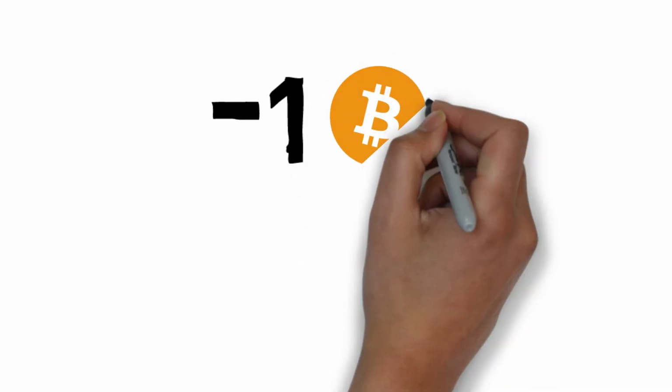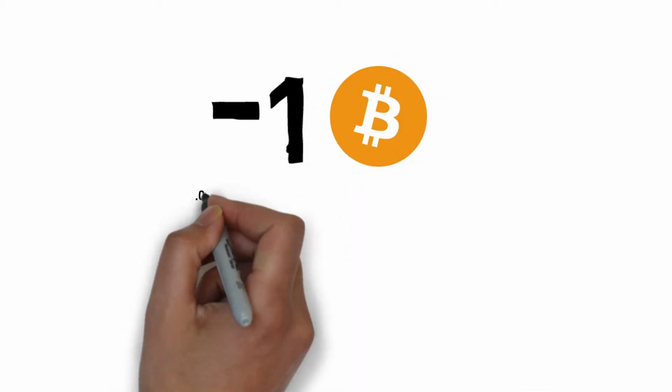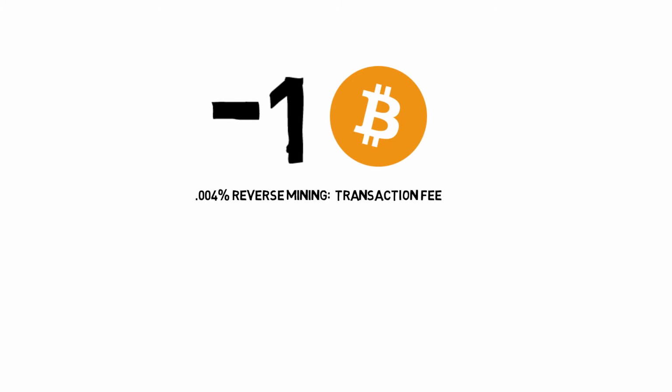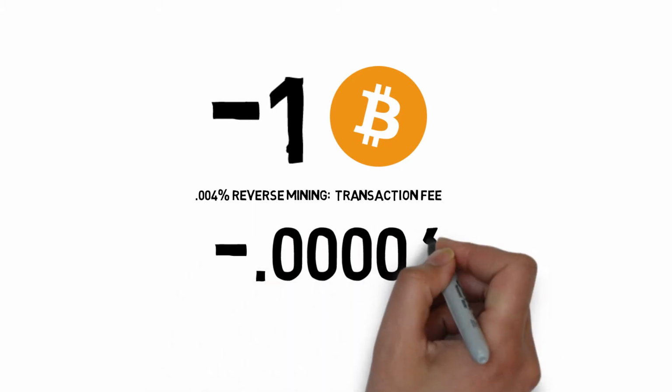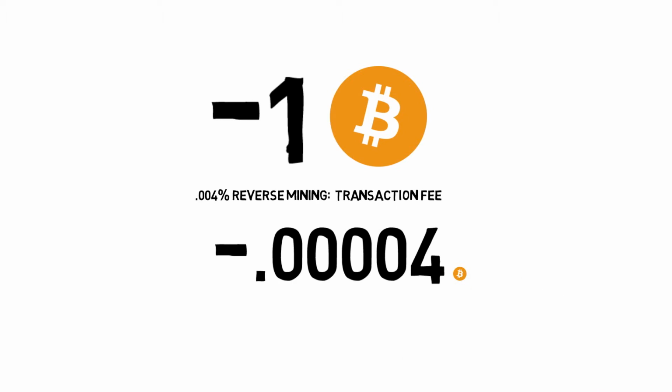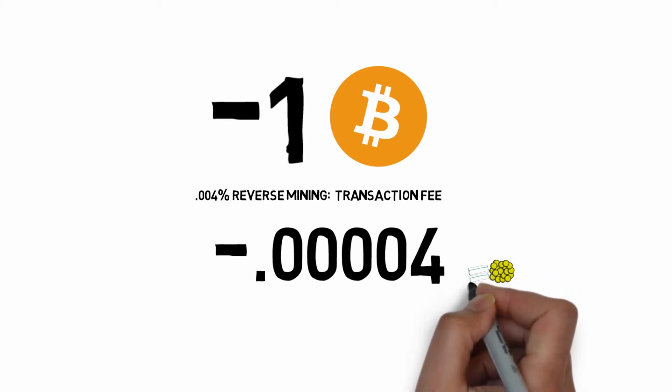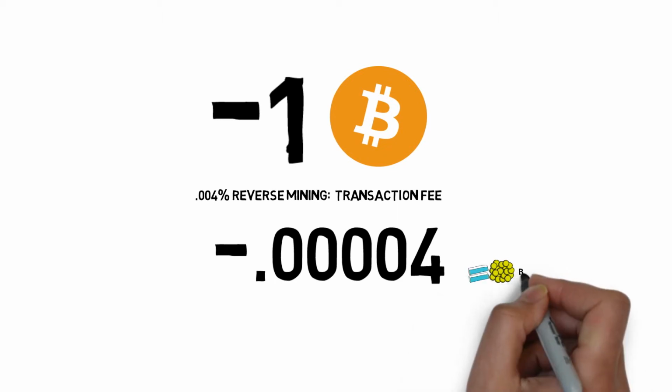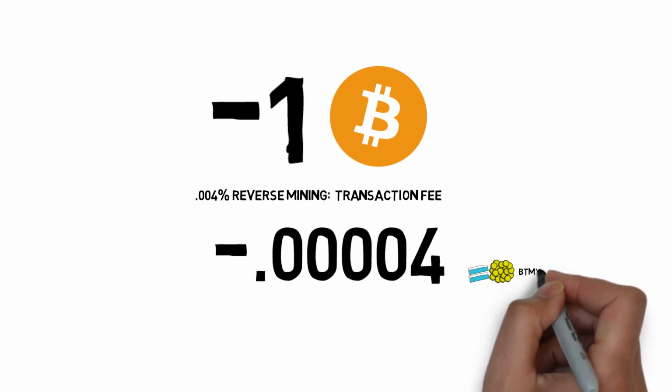Let's do the math. So let's say you buy something with 1 Bitcoin, so your account will go down by 1 BTC. Of note is that the reverse mining transaction fee is much less than the mining transaction fee, and your account will go down by the equivalent amount in BTMX tokens of that fee. That's the beauty of this option.